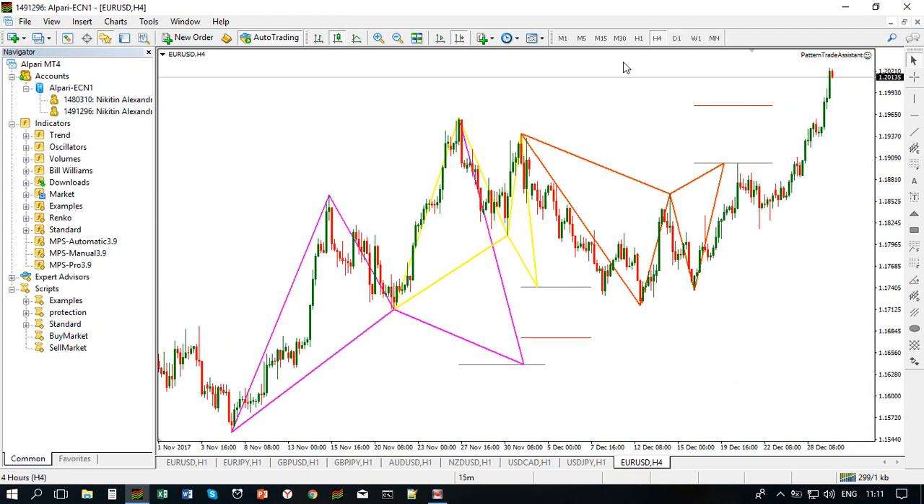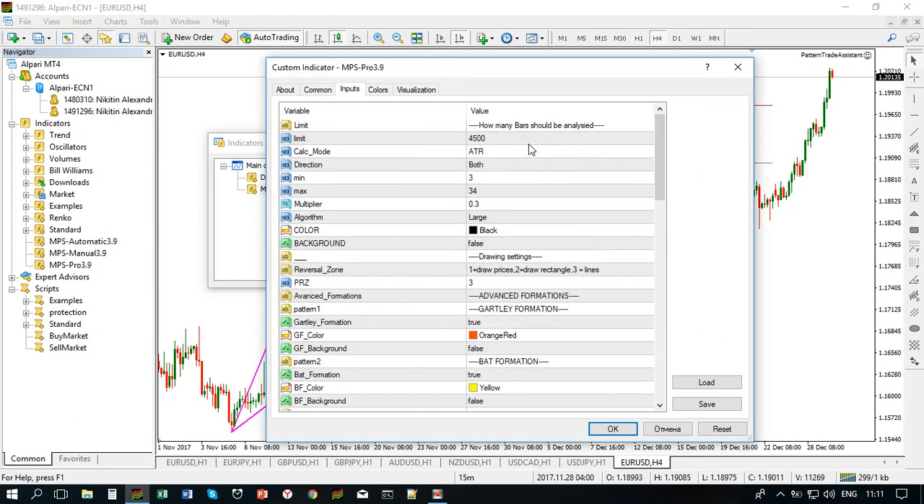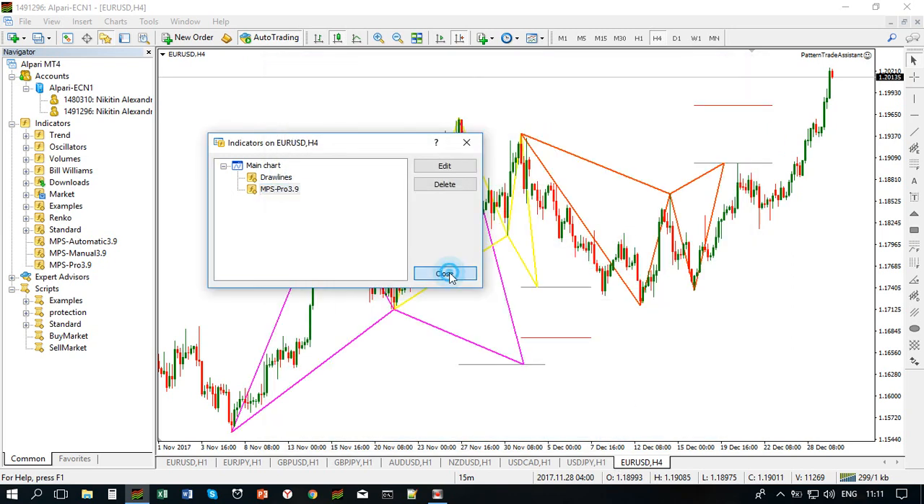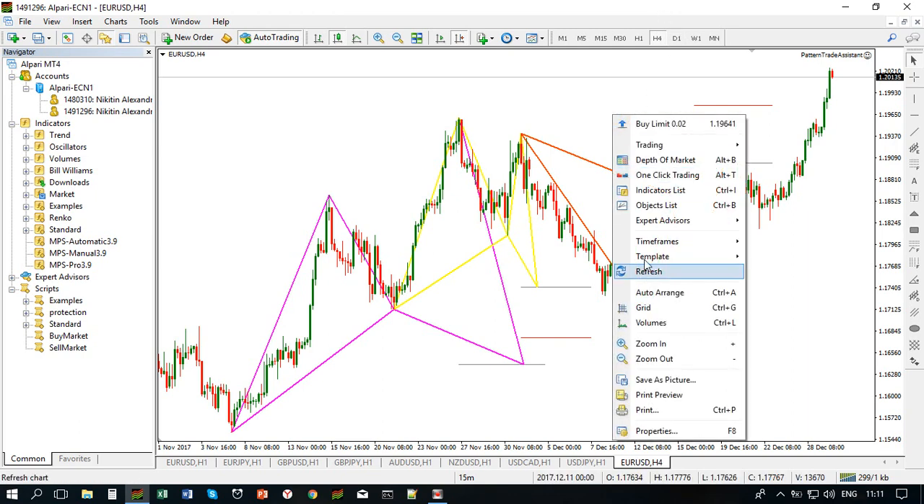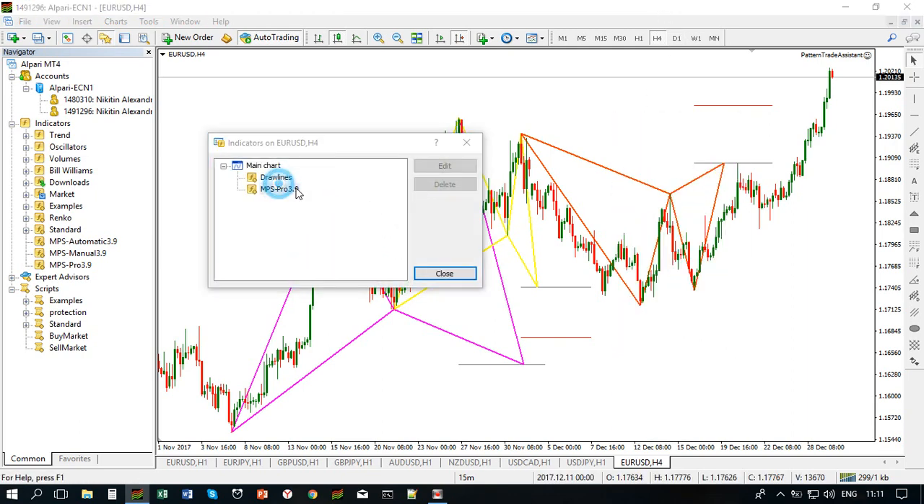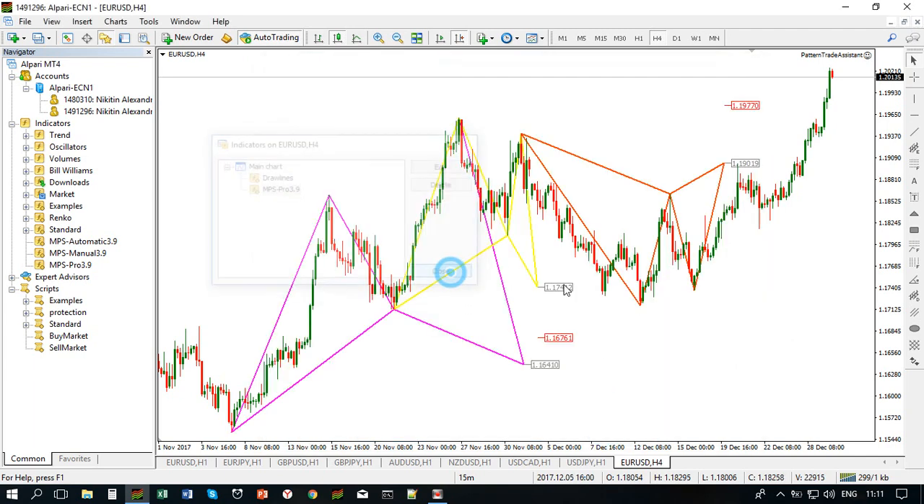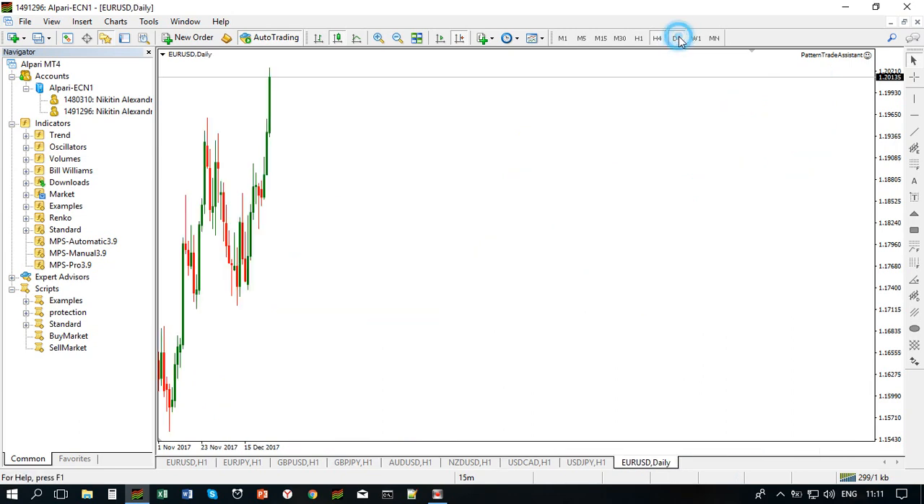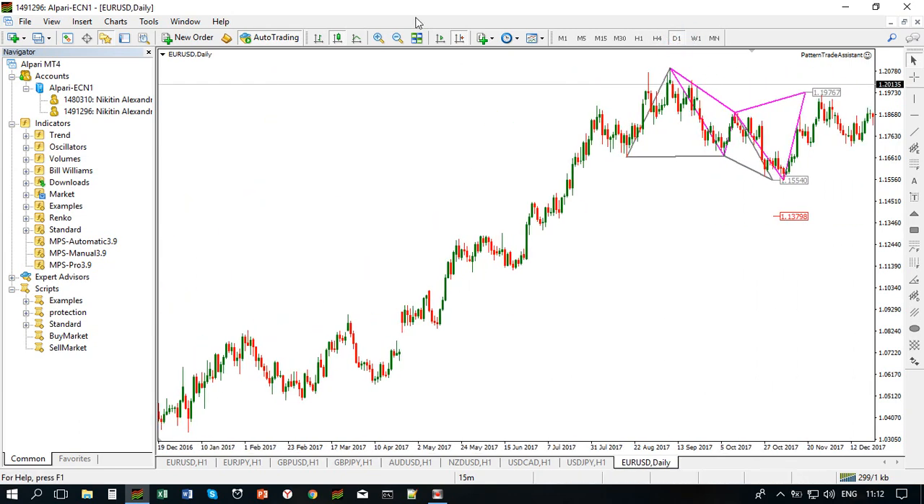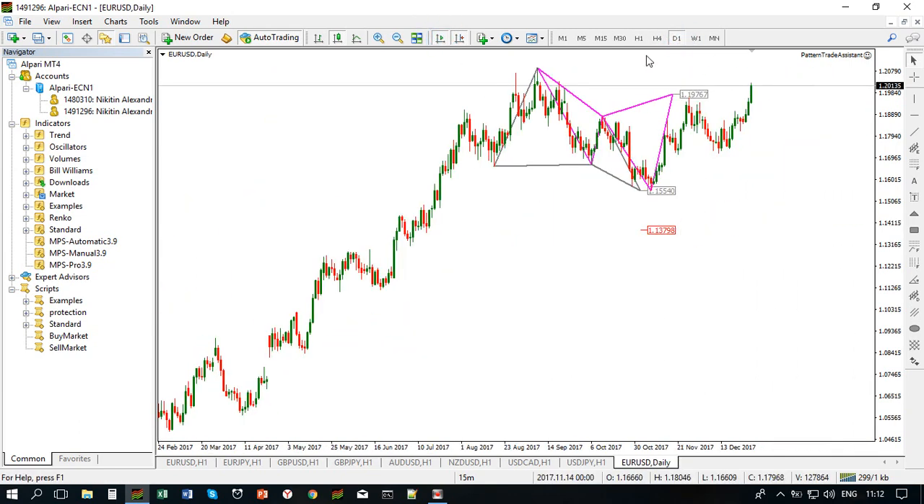Let me find some pattern that is only forming. Make it 500. That is only forming for now. And let me set the prices. I got used to prices. Okay, now we have some prices, something that is only forming. So we have a Cypher. Yes, first we missed it barely.